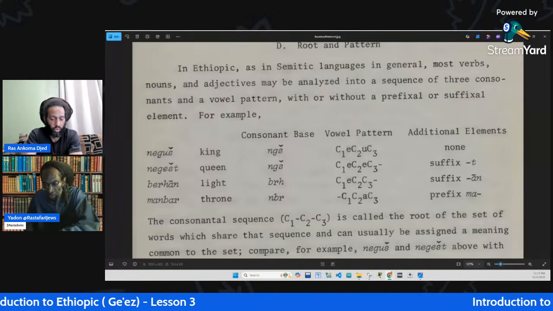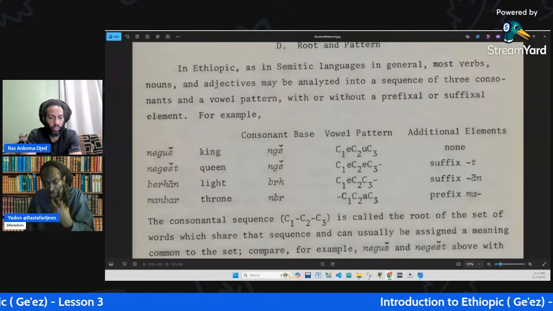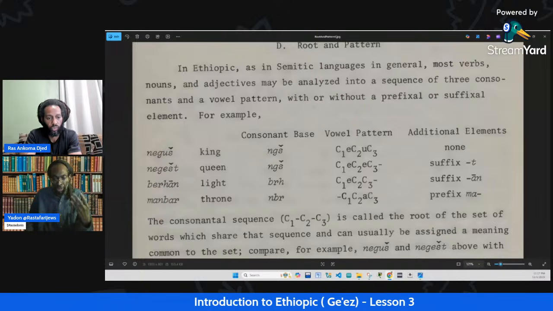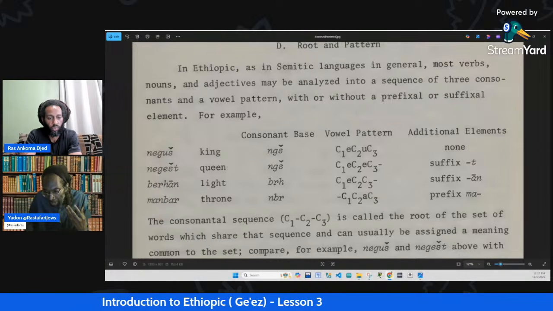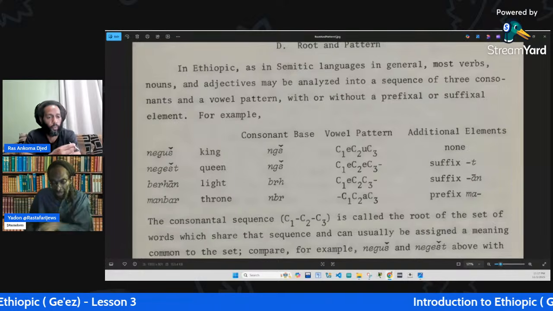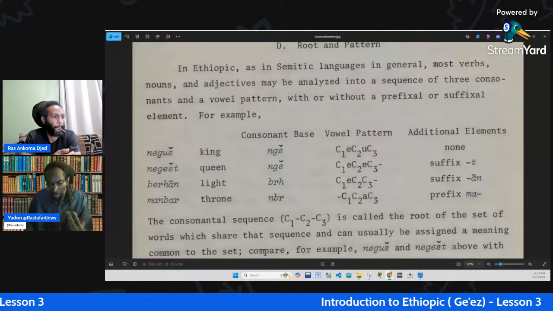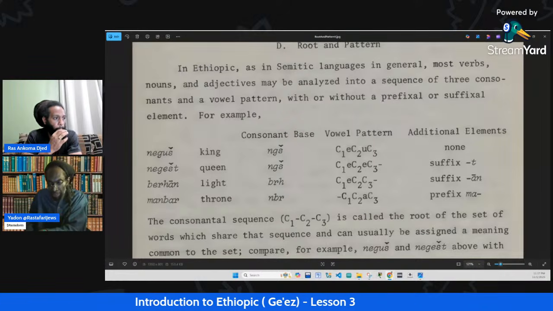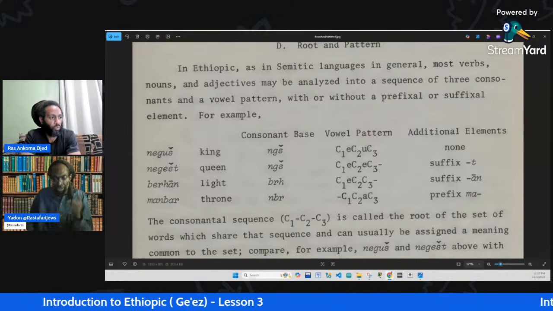So it has C1, no vowels enunciated, right? And then C2, also the b. The b is enunciated as an e, right? That's why you have the a there, right? Be, and then C3 is closed because it's the r.